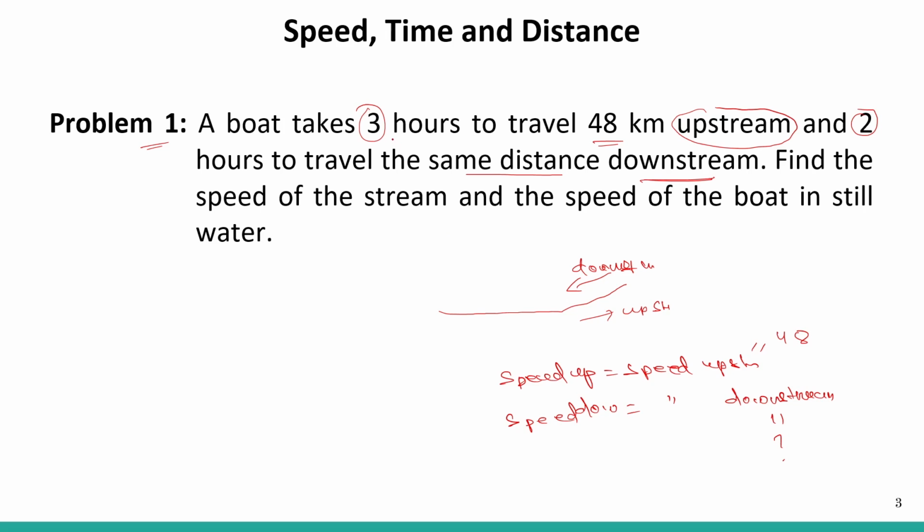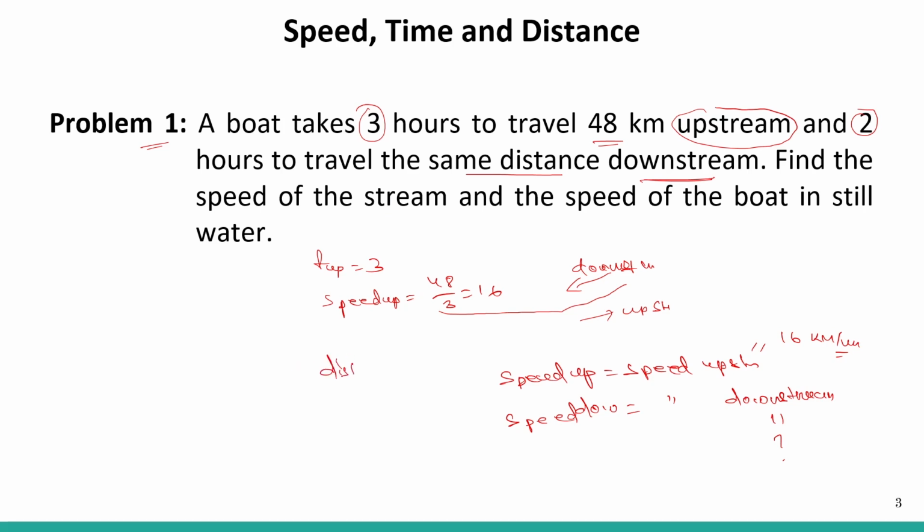The boat takes 3 hours to travel 48 kilometers upstream. Converting this word problem to an algebraic equation, t up is equal to 3, and the distance is 48 kilometers. So speed up is equal to 48 by 3, that is equal to 16. So it will be 16 kilometers per hour.